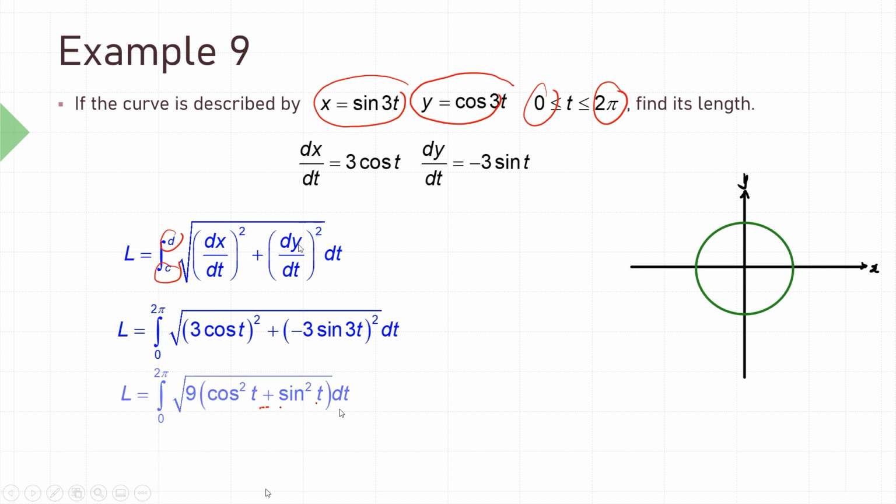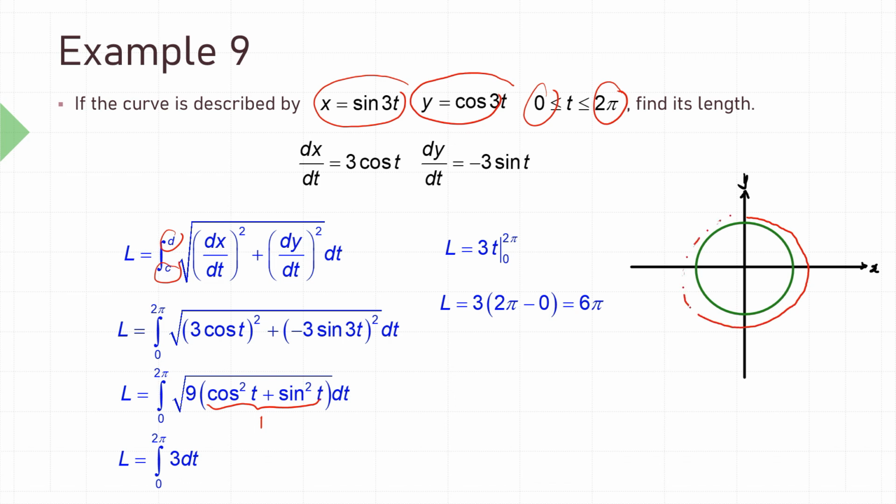So we integrate 3, so we get 3t from 0 to 2 pi. Substituting the values from 2 pi to 0, we get 6 pi. What does it mean? It means that for this circle, the curve starts from here, and it moves this way, 2 pi. So it moves again, 4 pi, and it moves again, which is actually 6 pi. Sorry for my drawing. So it's actually 6 pi. So the length is actually 6 pi.